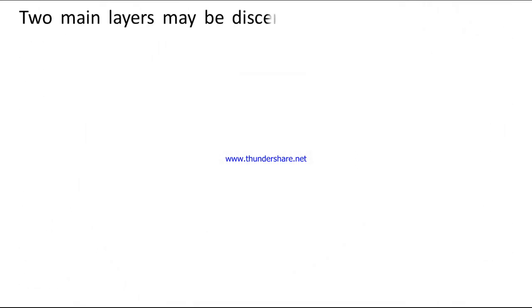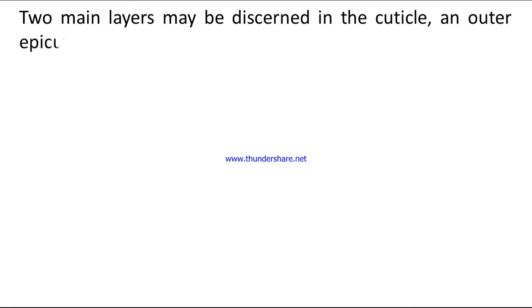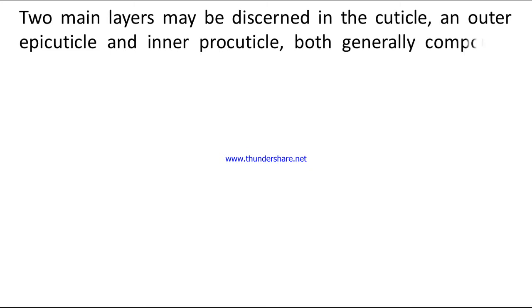Two main layers may be discerned in the cuticle: an outer epicuticle and an inner procuticle, both generally compound structures.